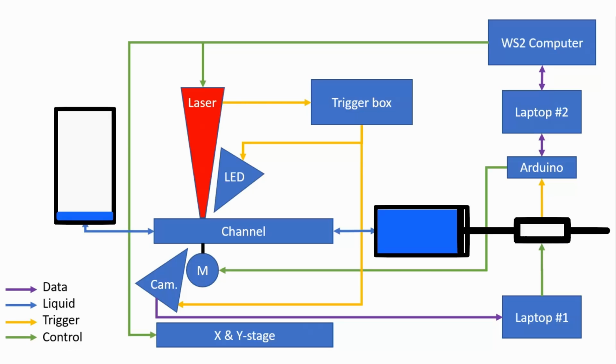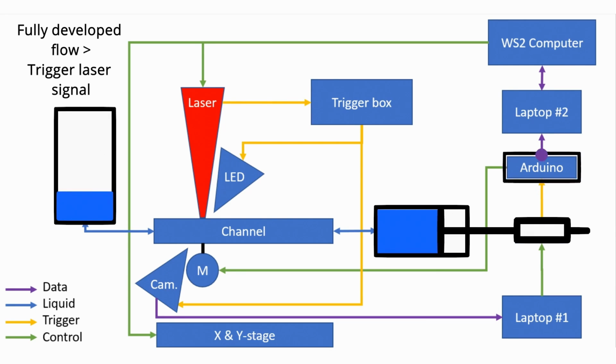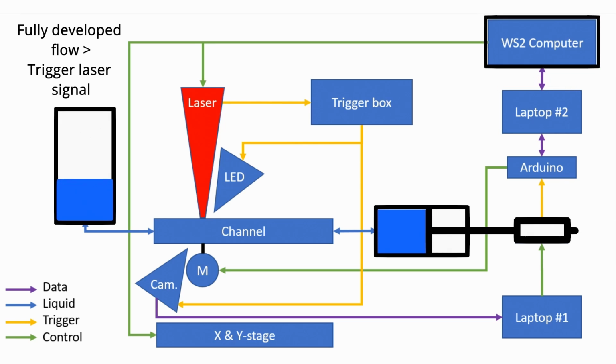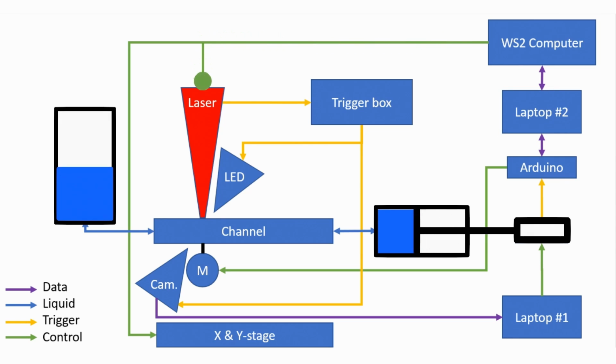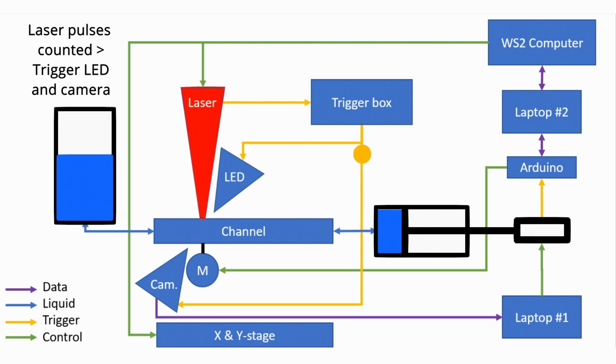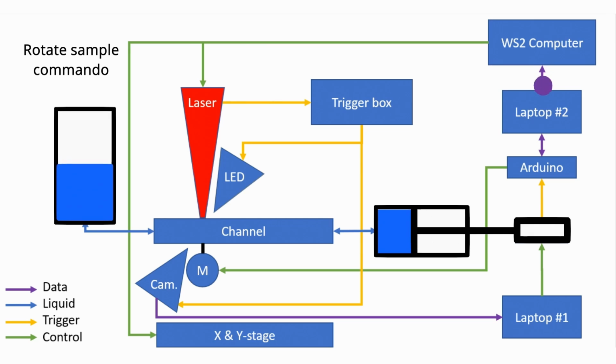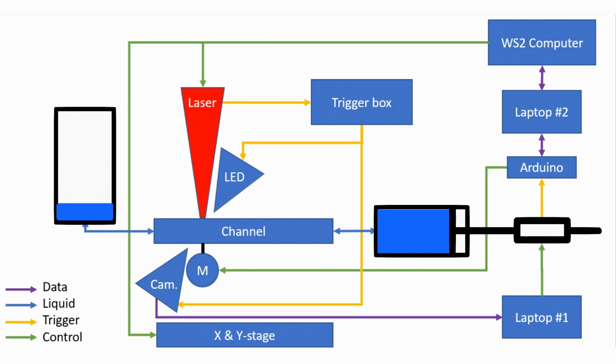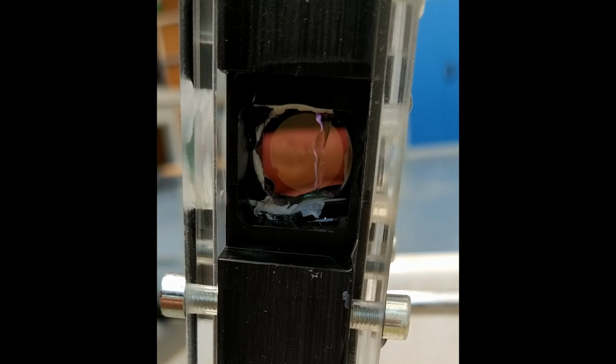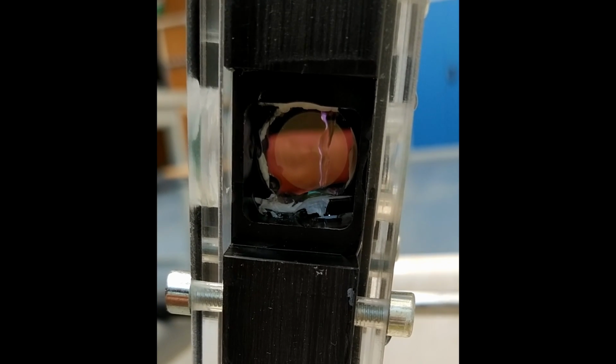During a test the following things happen in sequence. The Linmot is set into motion and triggers the Arduino when the flow is fully developed. Then the workstation turns on the laser. After 25 pulses the trigger box sends a trigger signal to the LED and camera. The image is exported. Then the workstation sends a command to rotate the sample. Then the cycle repeats. But before we get to the first test, there were some issues to be resolved.